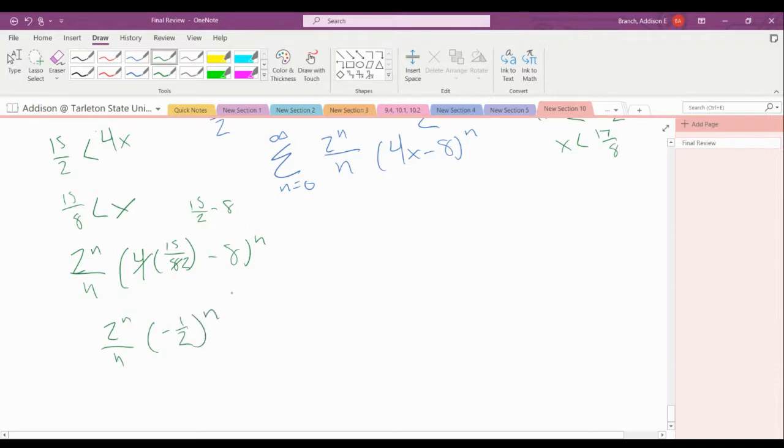Over here, let's plug in our 17 over 8. We get 2 to the n over n times (4 times 17 over 8 minus 8) to the n. That will cancel down to 17 halves, and 17 halves minus 8 will be 1 half.